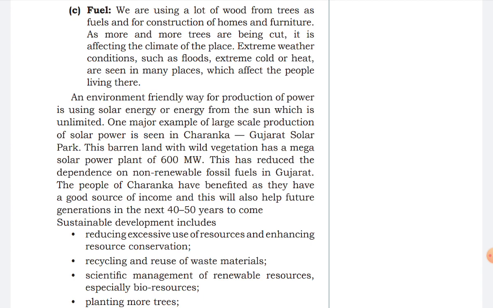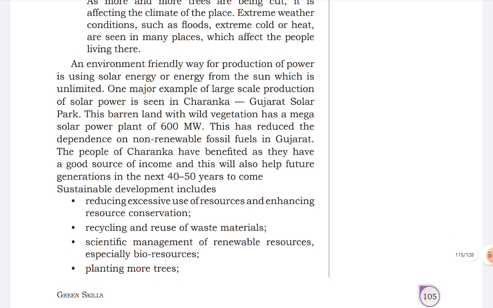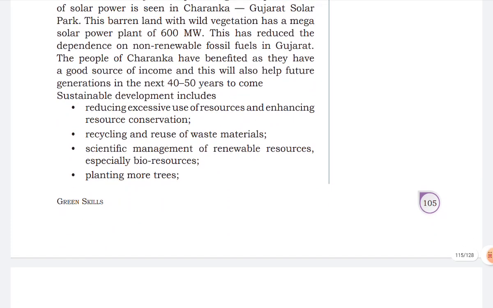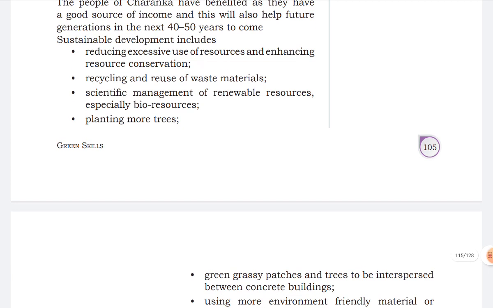And in Gujarat now people are dependent on this solar plant, which is a renewable source of energy, instead of other non-renewable fossil fuels which are continuously depleting. Then sustainable development includes reducing excessive use of resources and enhancing resource conservation, recycling and reuse of waste material, scientific management of renewable resources, especially bioresources, planting more and more trees. So these were a few points which are related to sustainable development.